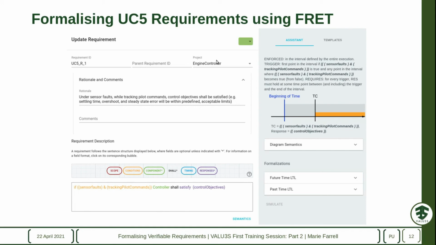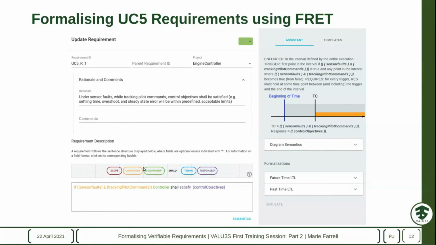It is assigned to a project. In this case, we've assigned it to the project called Engine Controller. And what you can add, which is really useful, is rationale and comments. So you can add the natural language text for the requirement, and you can even add comments about this to help you understand it when you go back.